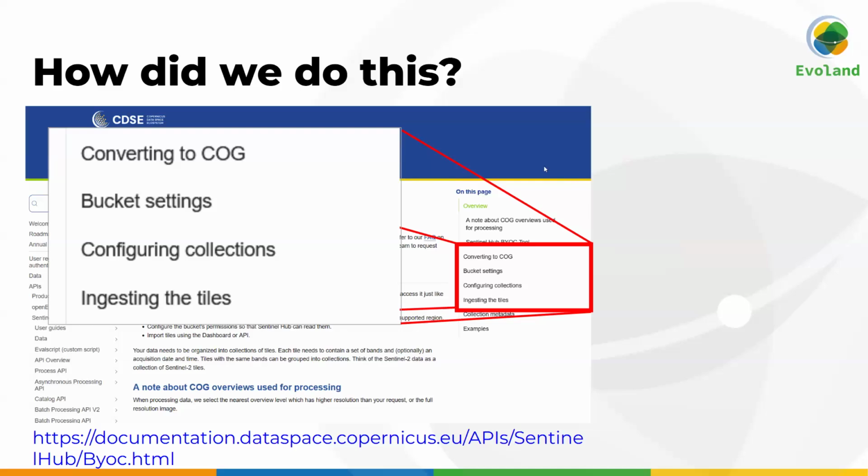And then for each of the 11 prototypes, we had to configure a collection and ingest the tiles so that the services we use for the visualization and the catalog requests know on which date and for which location we have data.